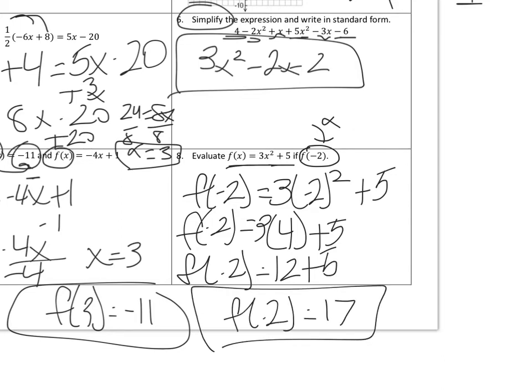I am not dividing by f. I am not dividing by negative 2. This whole left side of the equation is just notation. It's saying that I'm plugging in negative 2 into function f and I get out 17.